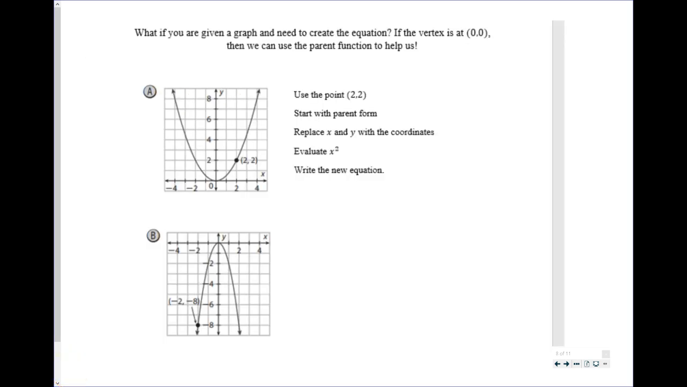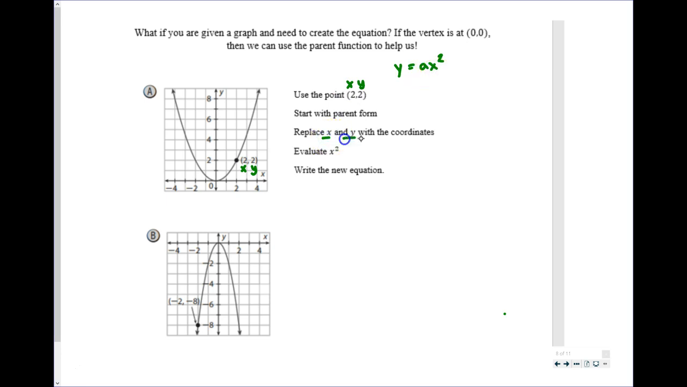All right, one of the last things we also need to be able to do with the parent function is create the equation from the graph, okay? So let's say I give you this graph right here. This is a parabola, it goes to the vertex at 0, 0, and it's at the point 2, 2. So to do this, I'm first going to label 2 with an x and this other 2 as a y. Okay? And I'm going to write down my parent function, y equals ax squared. So this 2 is x, this 2 is y. Here's my parent function right here, y equals ax squared.